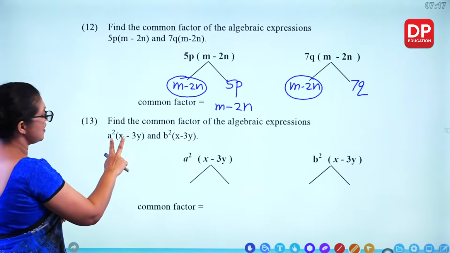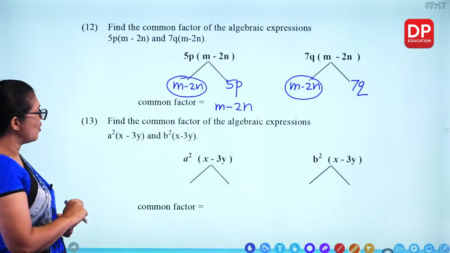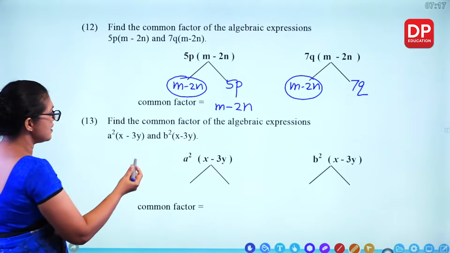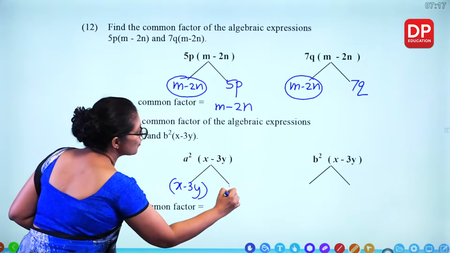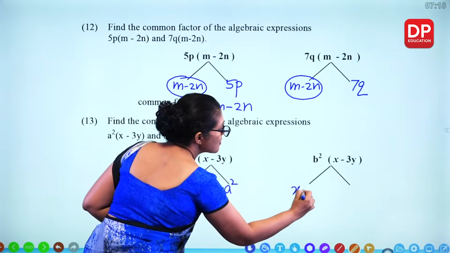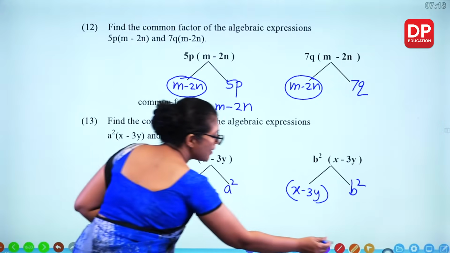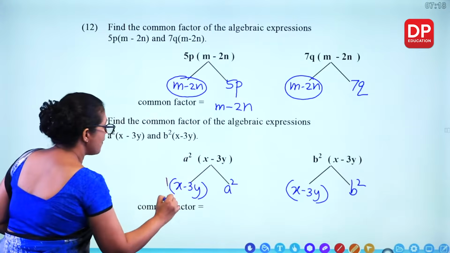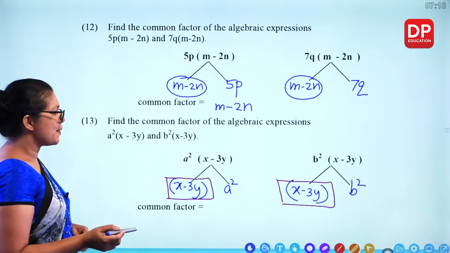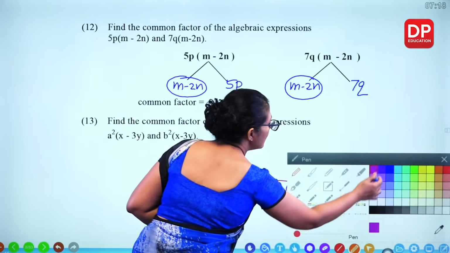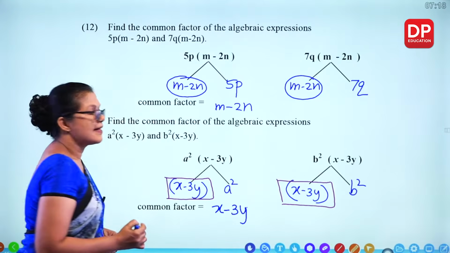This one, another question. a squared into x minus 3y, b squared into x minus 3y. So a squared, b squared, no common factors. We can write x minus 3y into a squared. In this one, x minus 3y into b squared. So which one is common? So the common factor is this one. Belongs to both these expressions. So I can write x minus 3y is the common factor.